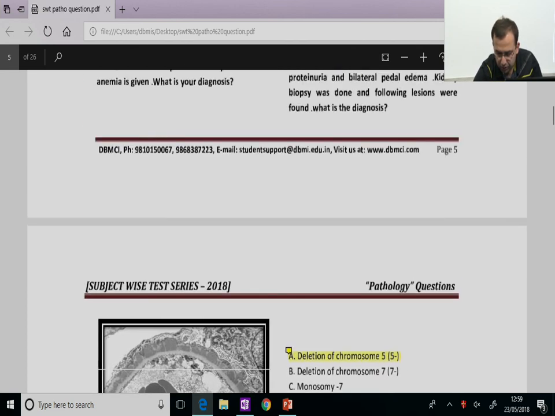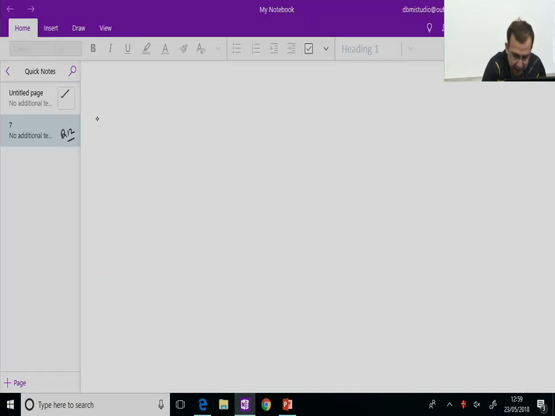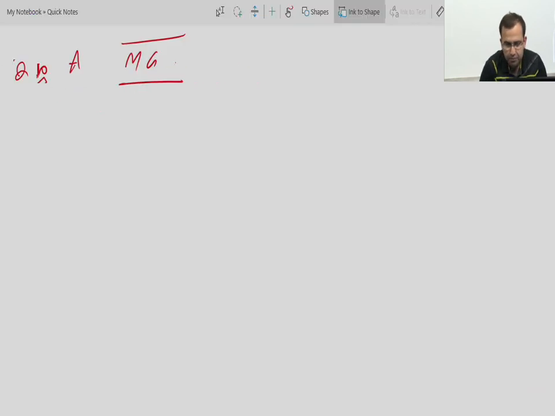Now let us come to the written MCQ. 50-year-old male, massive proteinuria, bilateral pedal edema. What is the diagnosis? Answer is A, that is MGN, membranous glomerulonephritis.